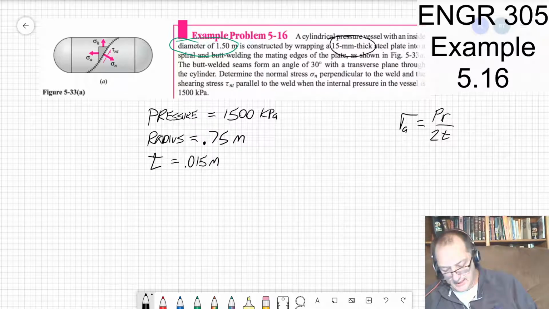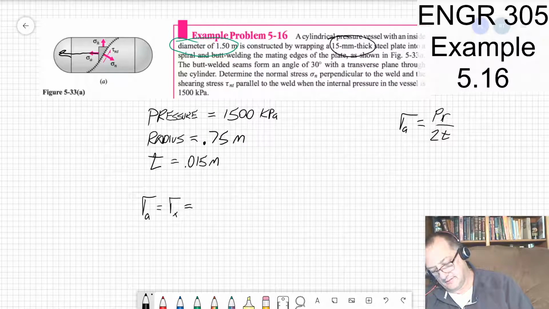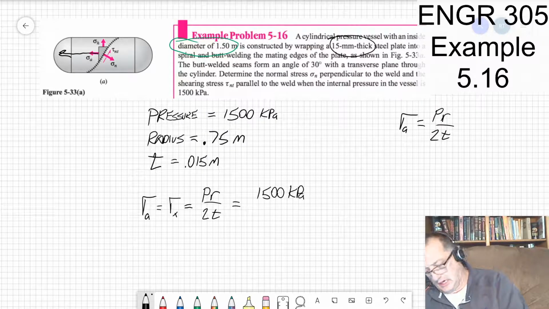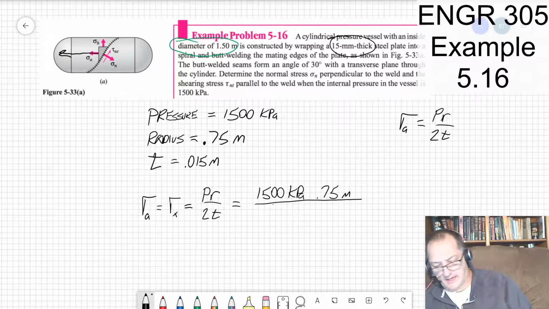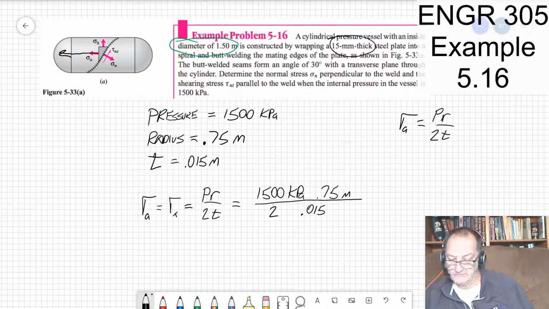So now I've got my axial stress shown here on the figure, and that sigma A, my x direction, is equal to PR over 2T, which is equal to 1500 kilopascals times the radius 0.75 meters, divided by 2 times the thickness 0.015.